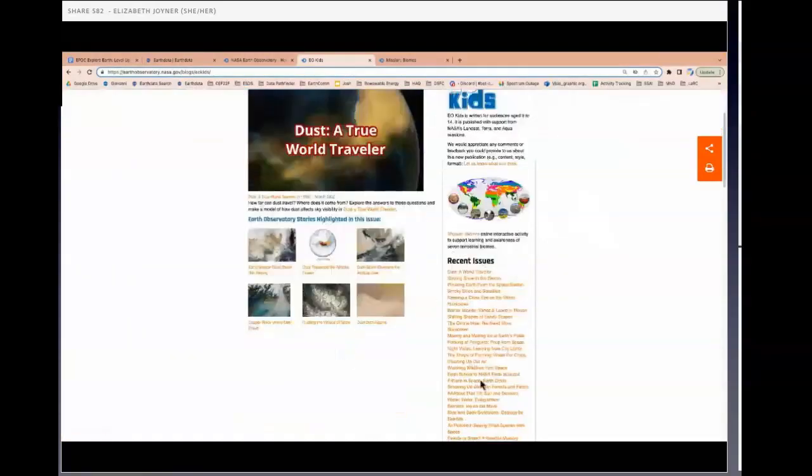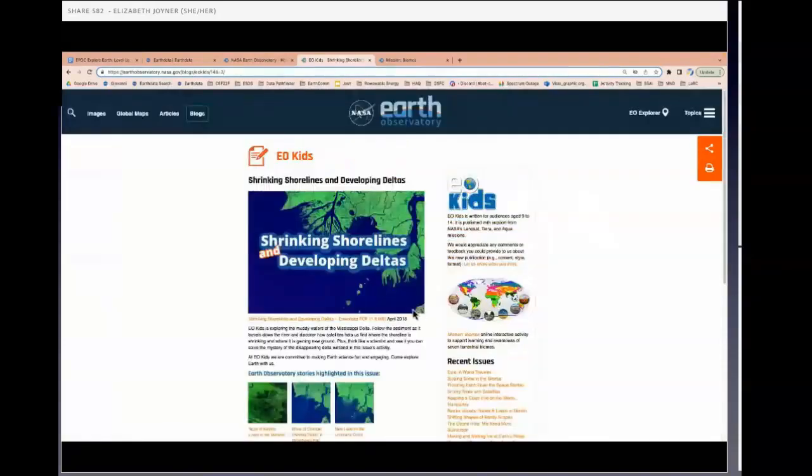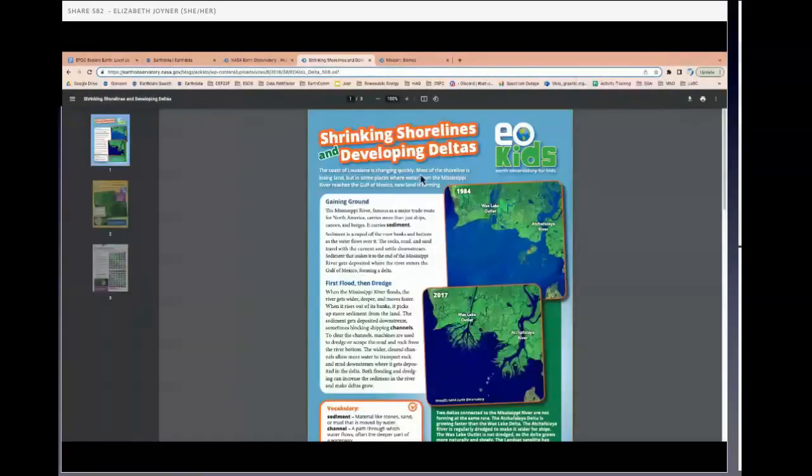So this is EO Kids here. We've got the different issues that are found on the right-hand side. I'm looking for the shrinking deltas, which is down here. I'm going to open this up so you can see how it's organized. You can download the PDF. All right, so we've got some information.